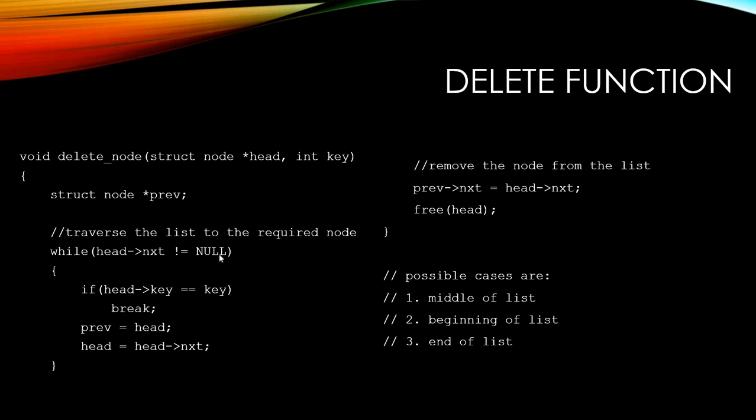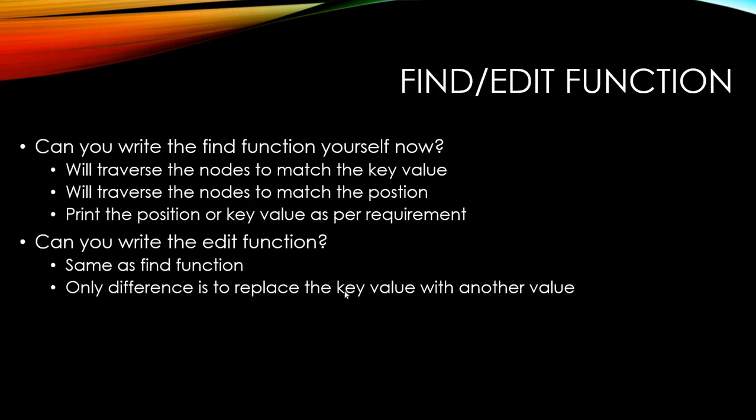In that case, this might or might not cause some problems, right? So how can you handle that? That's also another thought for you. What we want to do here is traverse the node to match the key value, and traverse the node to match the key position.